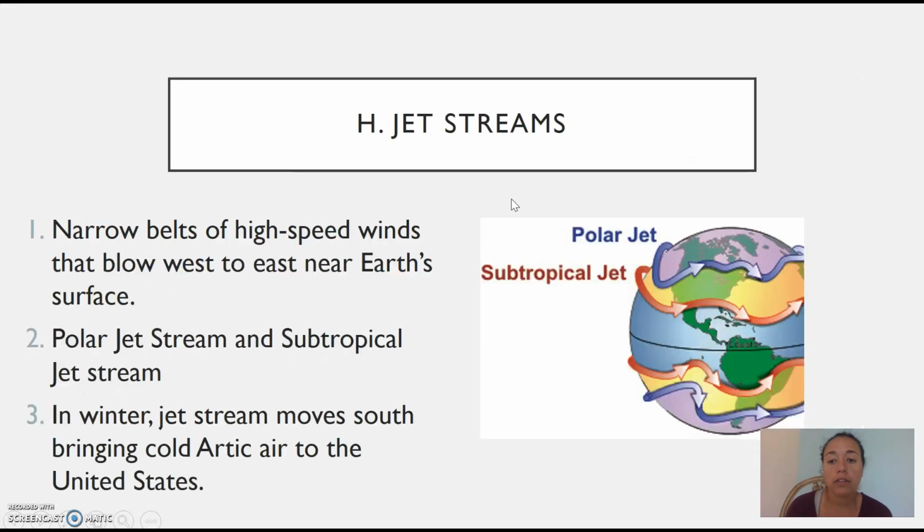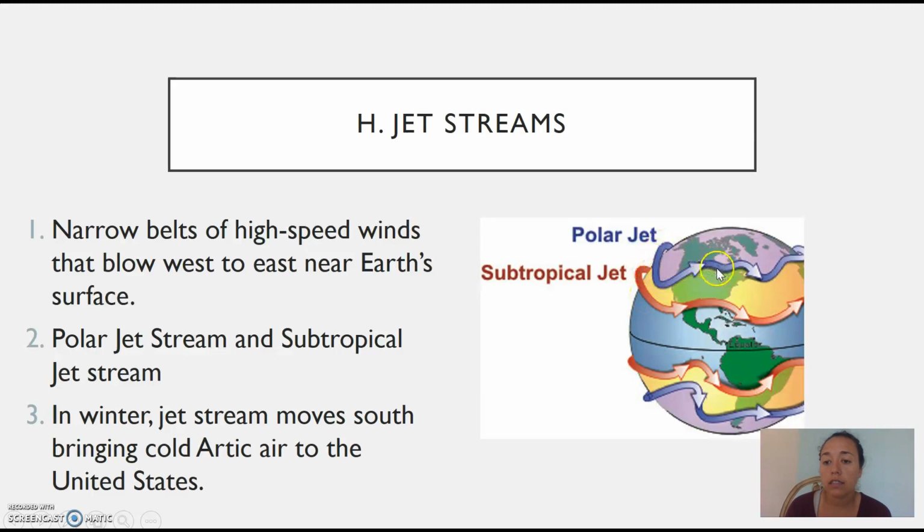Okay, jet streams. This is the last big thing that we're going to go into when it comes to different streams. And this is the reason why we had such a cold winter this year, due to the polar jet. They're narrow belts of high winds that blow from west to east. If you take a look, they're all blowing from west to east. You have the polar jet and you have the subtropical jet.